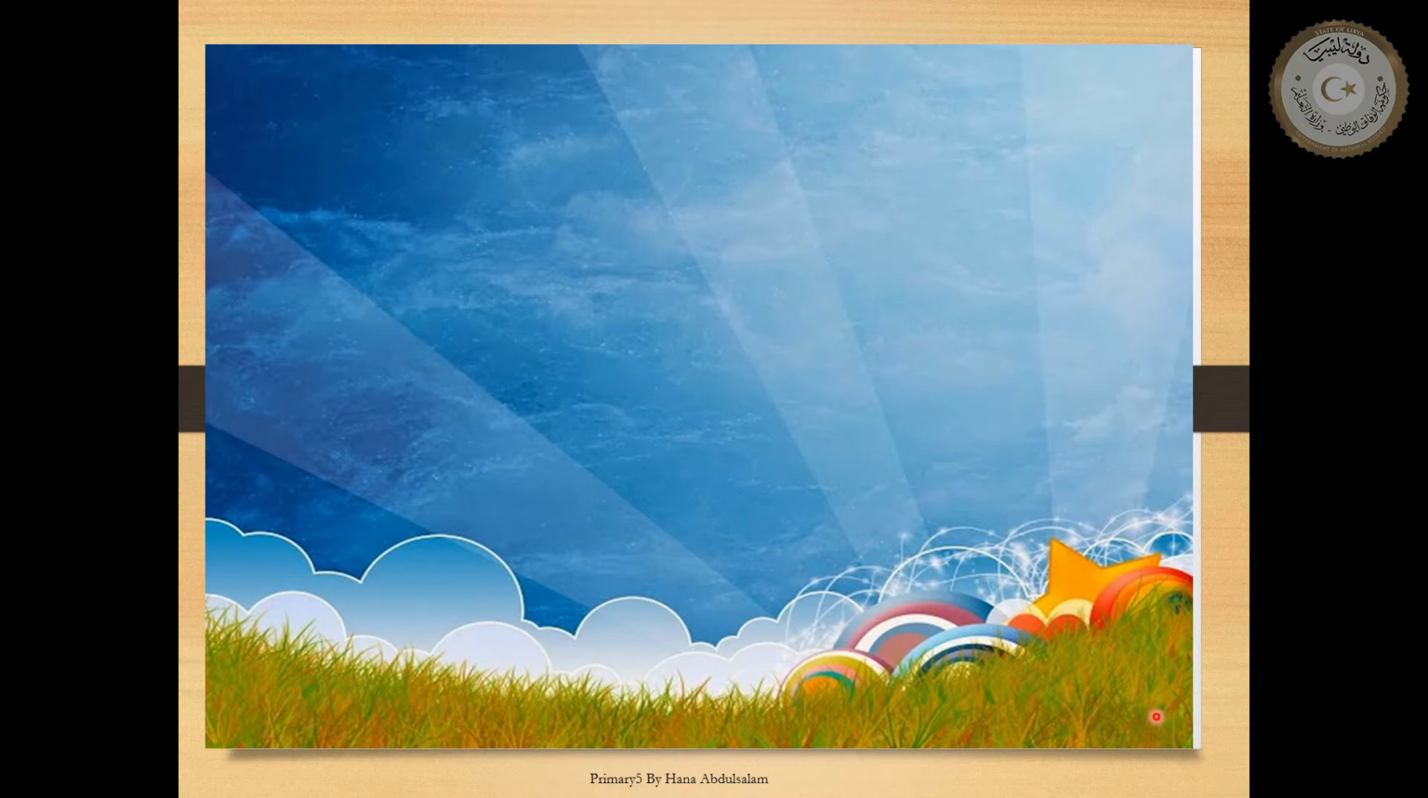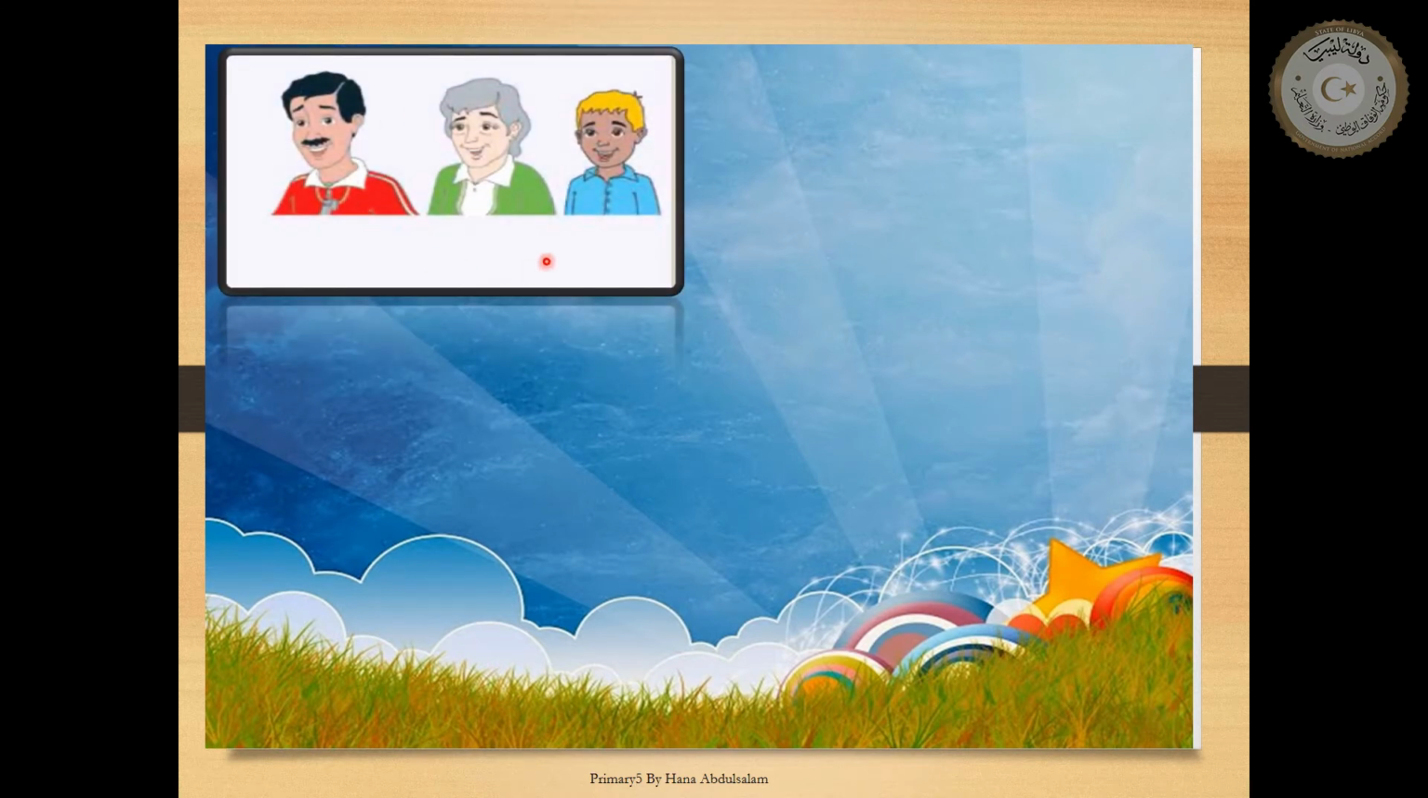Now it's time to explain. Look at the first picture. You can see a man, a woman, and a boy. So the WH question is who. When we ask about a person, what do we say? Who is he? Who is she? Who are they? He is a teacher. She is Nadia's grandma. We use who because who is a person.